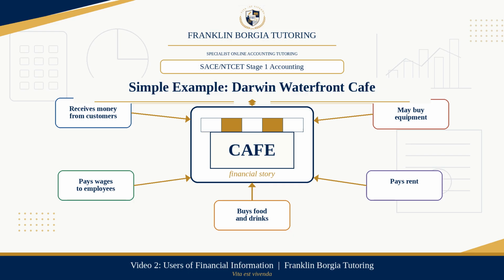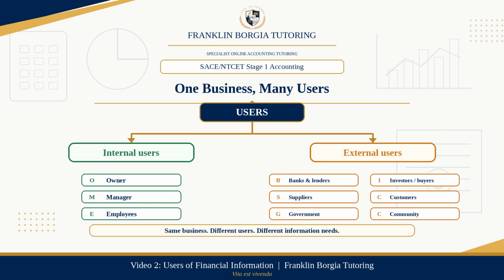The owner will not look at the information in the same way as the bank. The supplier will not need the information for the same reason as the government. That is why accounting information must be clear, useful, and reliable.